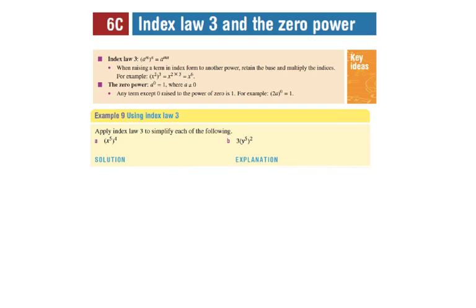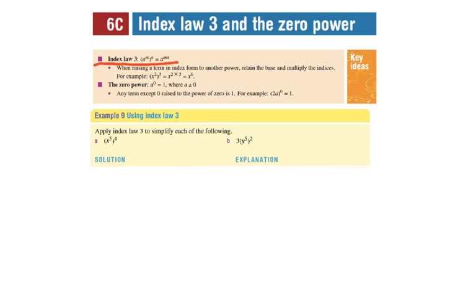Today we're going to continue looking at our indice laws, and I'm going to start with looking at index law 3 and the zero power. Now index law 3 has to do with brackets and then an indice on the inside of the bracket and an indice on the outside of the bracket. So as you can see at the top here, we have index law number 3.